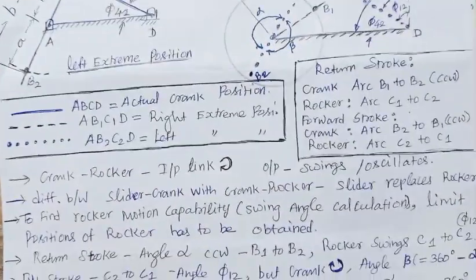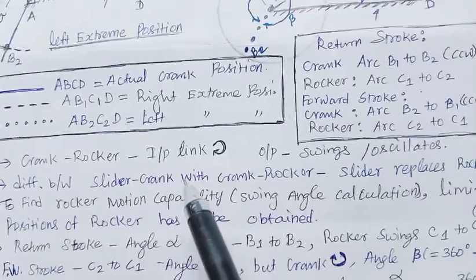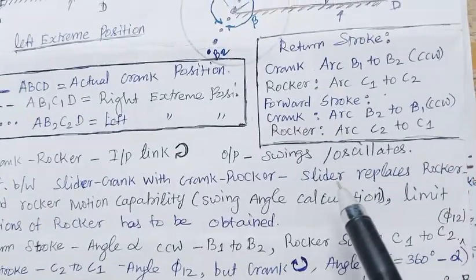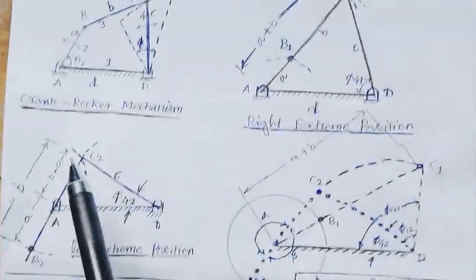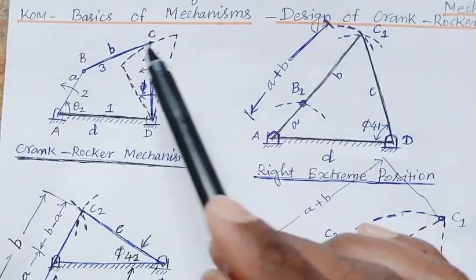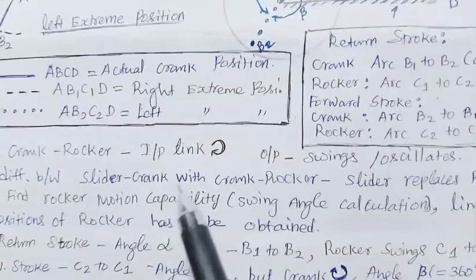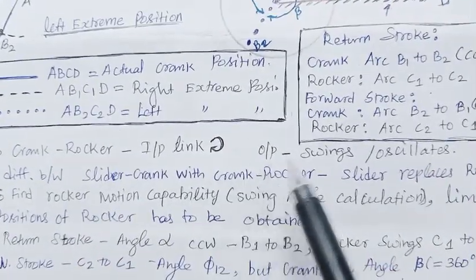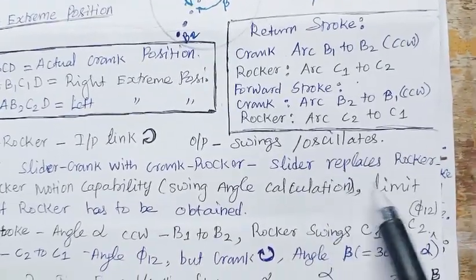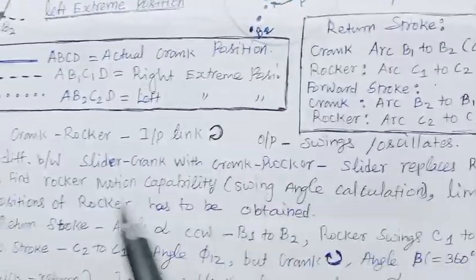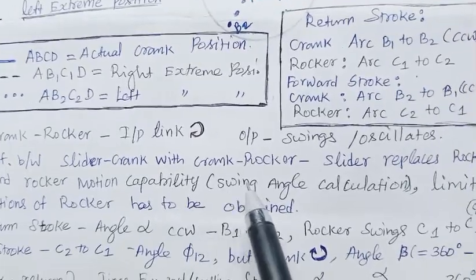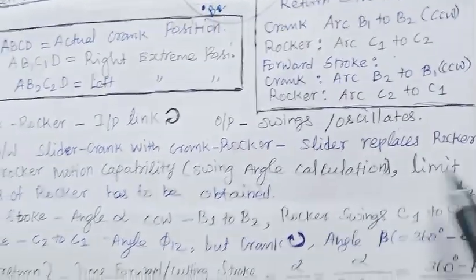Now, in the crank rocker mechanism, the input link rotates and the output link swings or oscillates. The difference between the slider crank and the crank rocker is that the slider replaces the rocker.